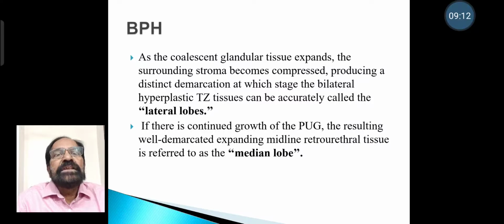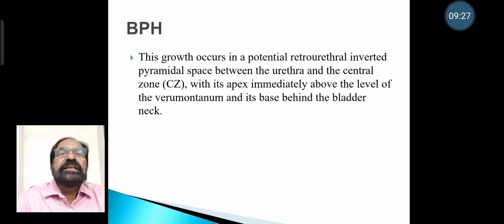If there is continued growth of the preurethral glands, the resulting well demarcated expanding midline retrourethral tissue is referred to as median lobe. This growth occurs in a potential retrourethral inverted pyramidal space between the urethra and the central zone, with its apex immediately above the level of the verumontanum and its base behind the bladder neck.